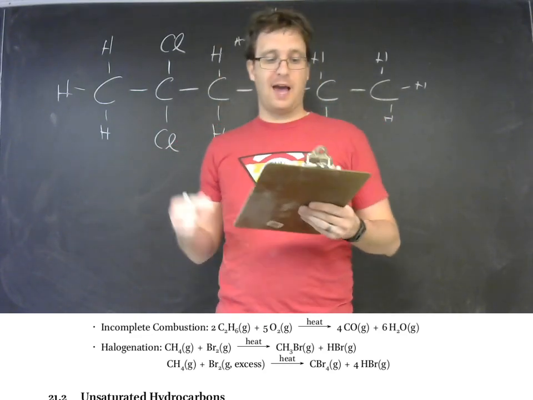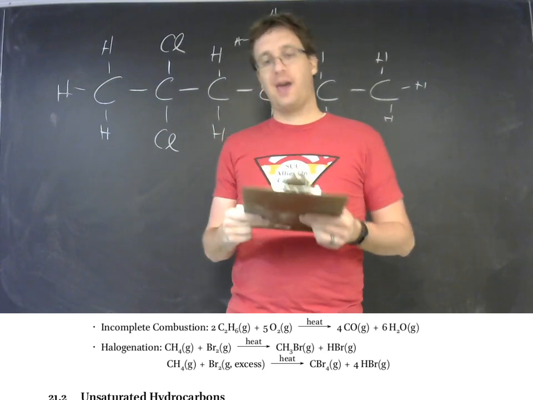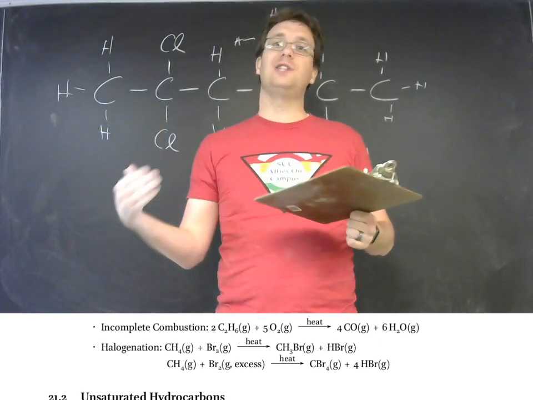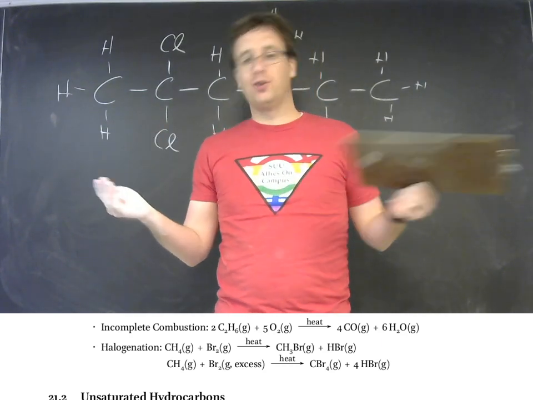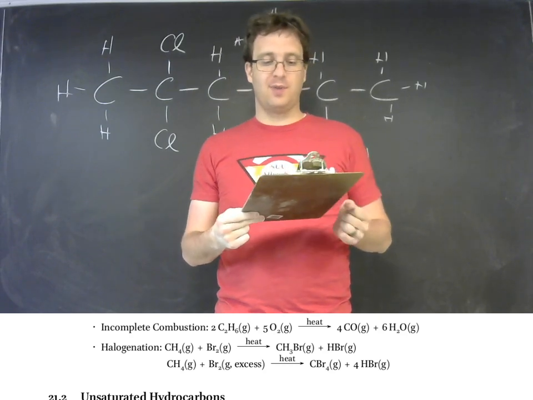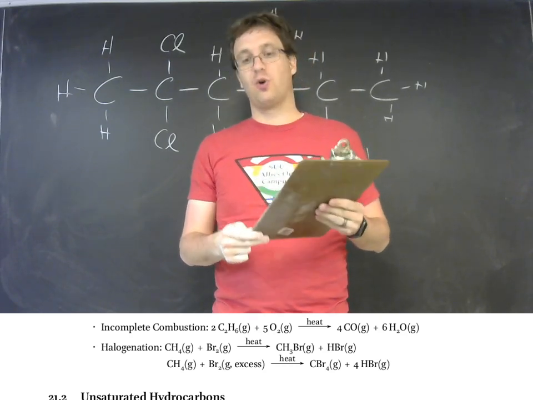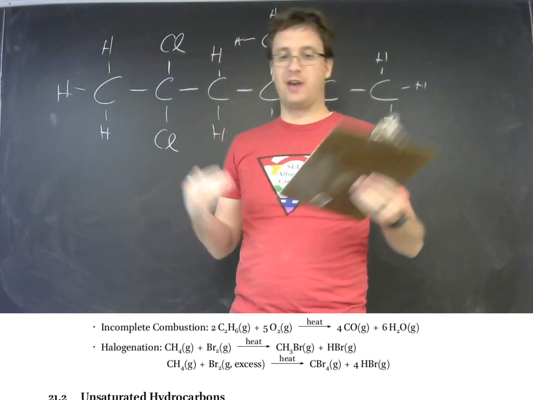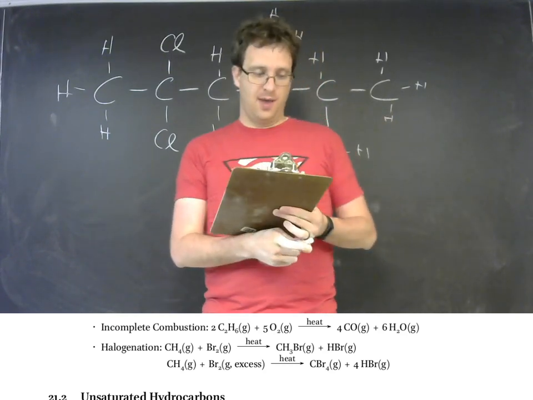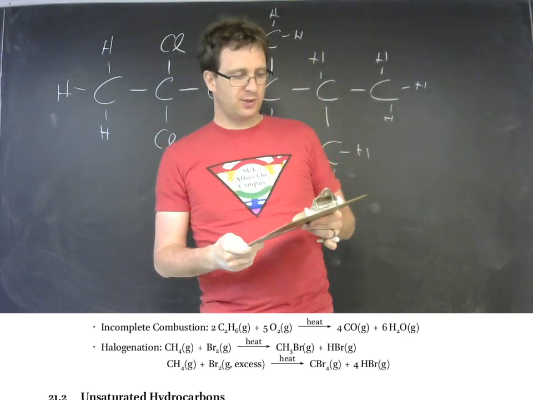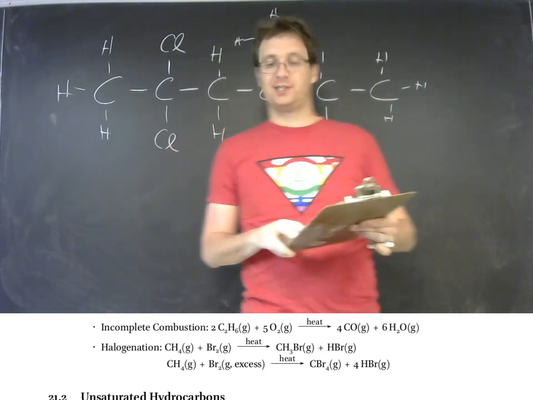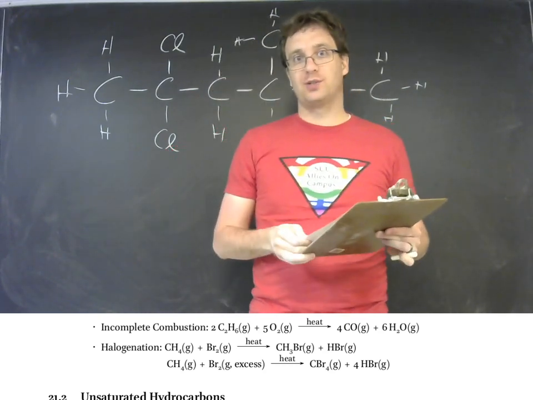Now if you have an excessive amount of the halogen, then it will continue replacing hydrogens. Ultimately, you could get something like carbon tetrabromide, CBr4, and 4 hydrobromic acids. So that is it for the saturated hydrocarbons or the alkanes.